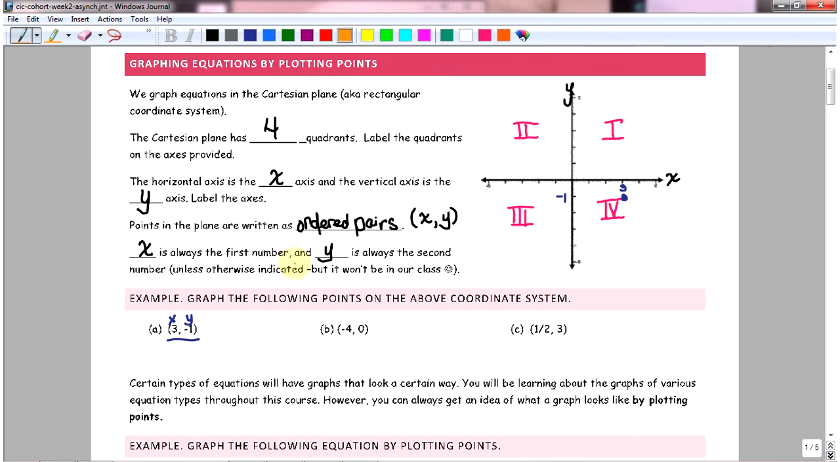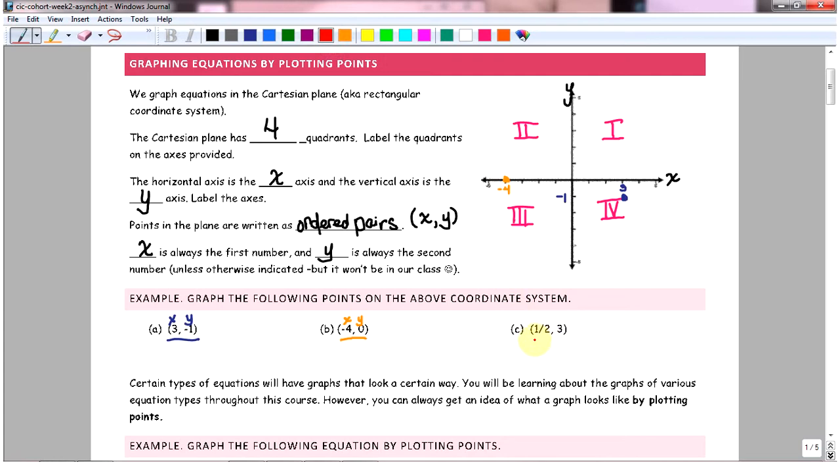Okay, the next point that we have is (-4, 0). So remember, -4 is the x, 0 is the y. Since x is negative, that means we're going to go to the left 4 spaces. Since y is 0, that means we don't go up or down at all. It's going to stay on the x-axis.